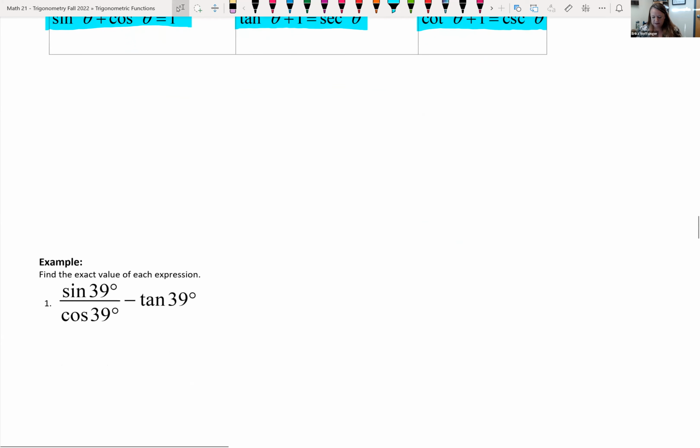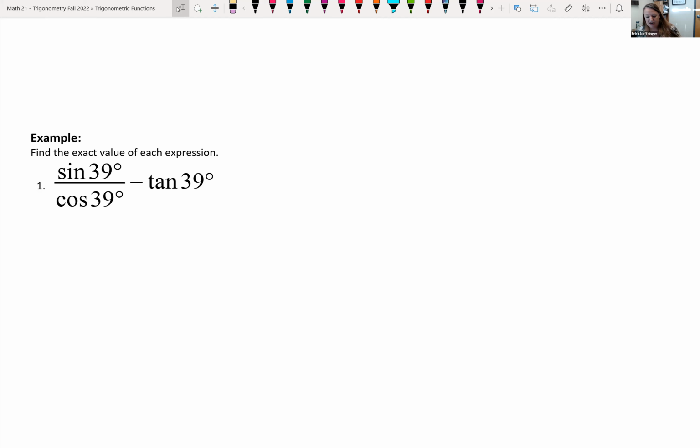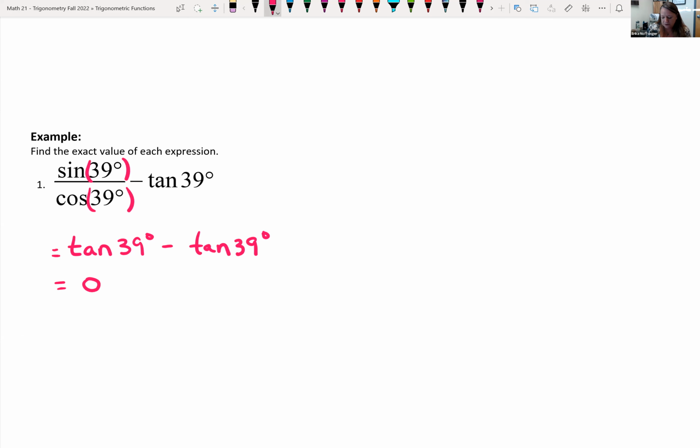So the first example that we have in front of us is sine of 39 degrees all over cosine of 39 degrees minus tangent of 39 degrees. Since both of these angles are the same, let's rewrite it. That quotient trigonometric identity, sine over cosine, is tangent. So this is the same thing as tangent of 39 degrees minus tangent of 39 degrees, and this is equal to 0.